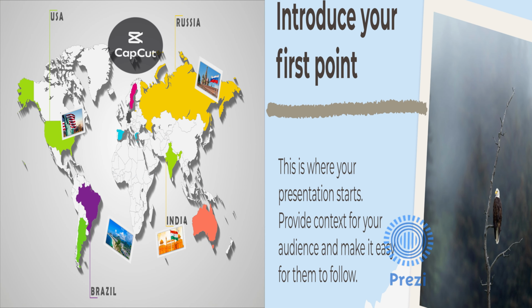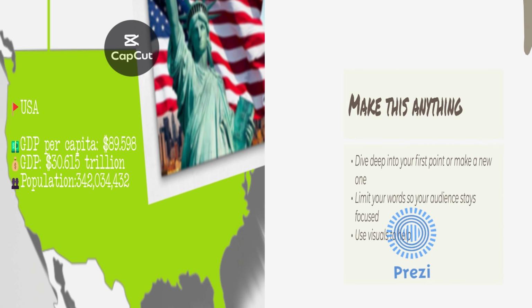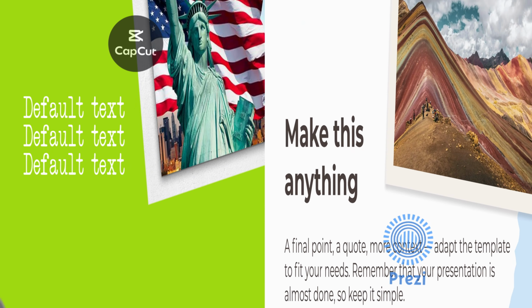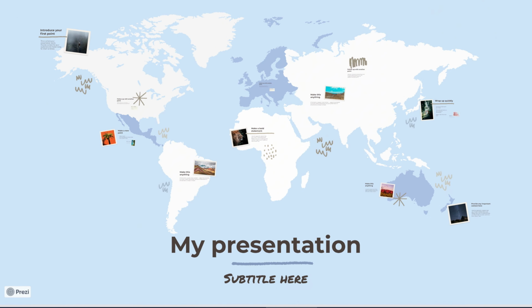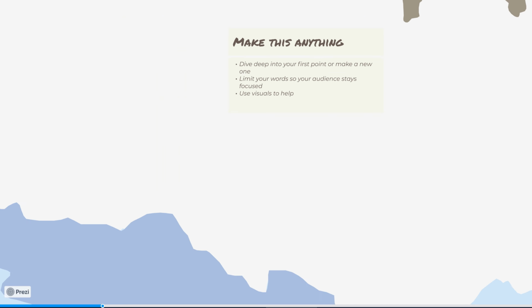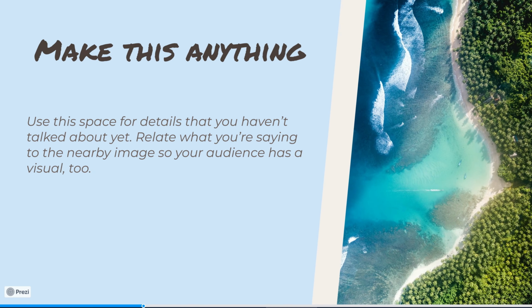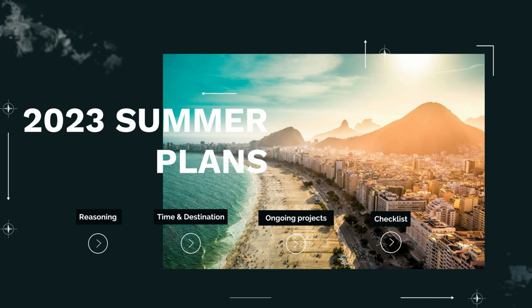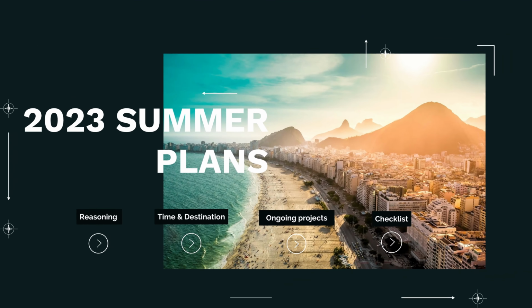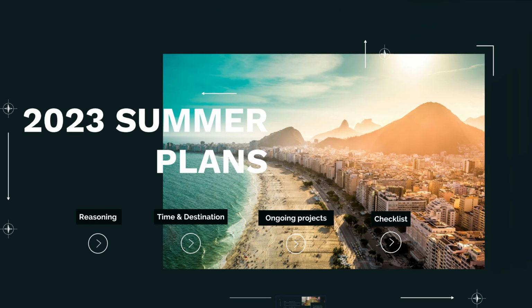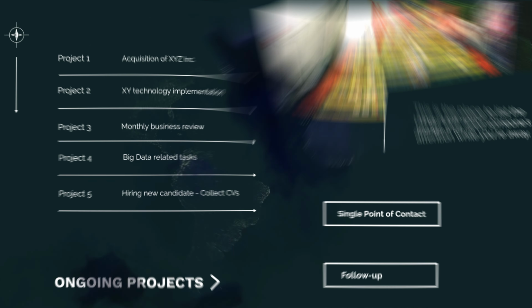I am going to show you how you can create Prezi-style animations using CapCut. Prezi is a cloud-based presentation software that offers an alternative to traditional slide-based tools like PowerPoint. Instead of moving through slides in a linear sequence, Prezi uses a zoomable canvas where you can pan and zoom between different elements, creating a more dynamic and visually engaging experience.